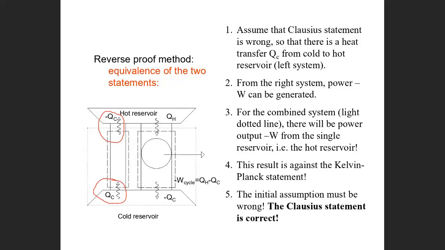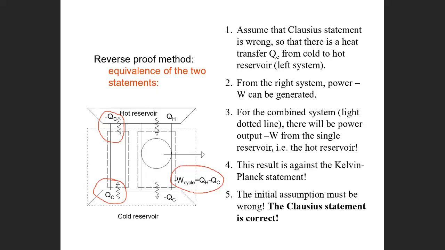also from the right side, power can be generated. For the combined system, shown by the dotted line, we can see there will be power output from a single reservoir, and this result is against the Kelvin-Planck statement.